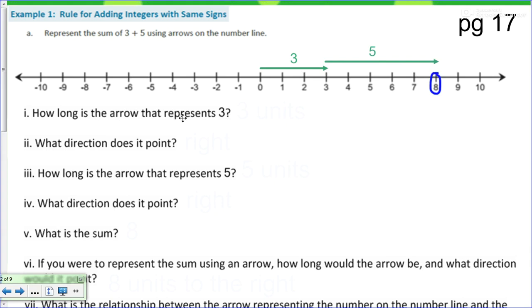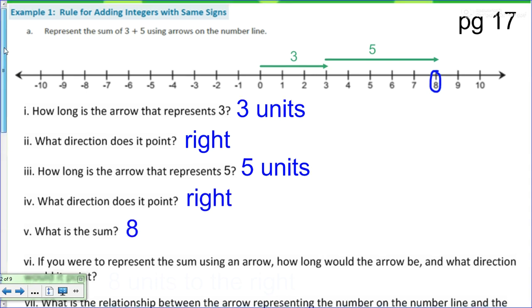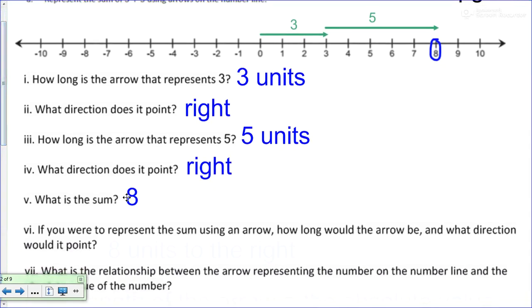So how long is the arrow that represents the 3? Well, it's 3 units long, because that's the absolute value. It points to the right, because it's a positive number. The arrow that represents 5, again, is 5 units long, because of absolute value. And it points to the right, because it's a positive number. That sum was 8, right? So if we were to just draw an arrow to the 8, it would be 8 units long, and it would be to the right, because it's a positive number.